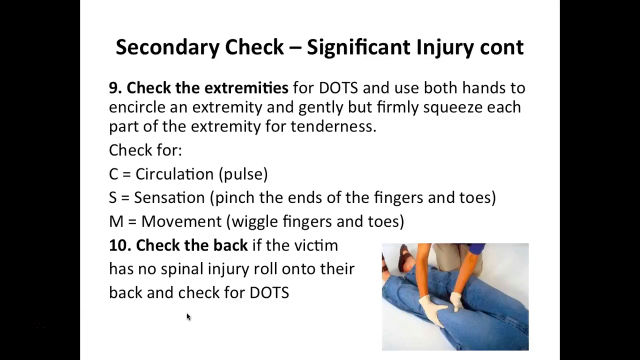If they can wiggle their fingers or toes, it doesn't always indicate that there's no broken bone. Sometimes they can still wiggle their fingers and toes even if they do have a broken bone. But the fact that they can wiggle those fingers means that there's no nerve damage or severe muscle damage. Check the back if the victim has no spinal injury. Roll them over onto their back and check for the same thing on their back.